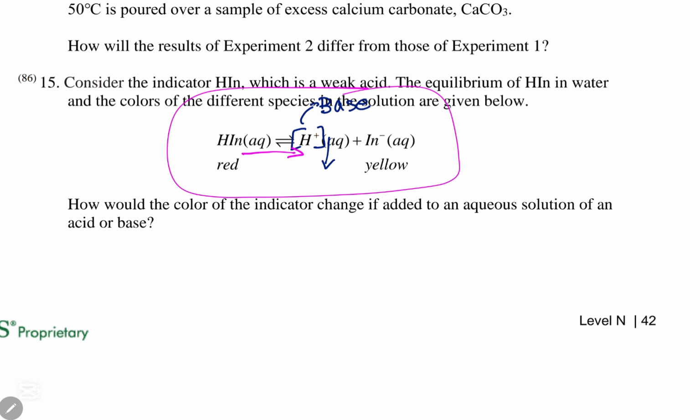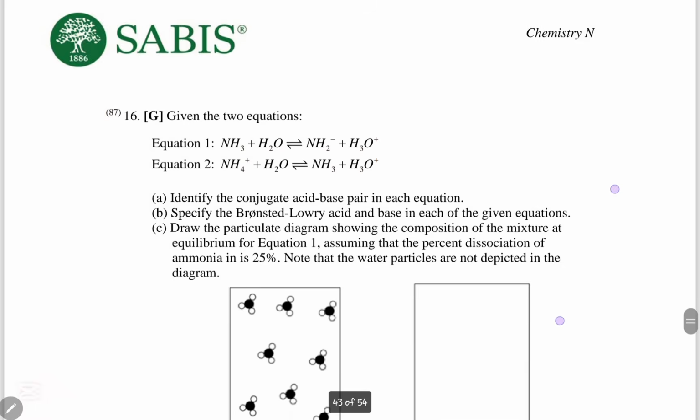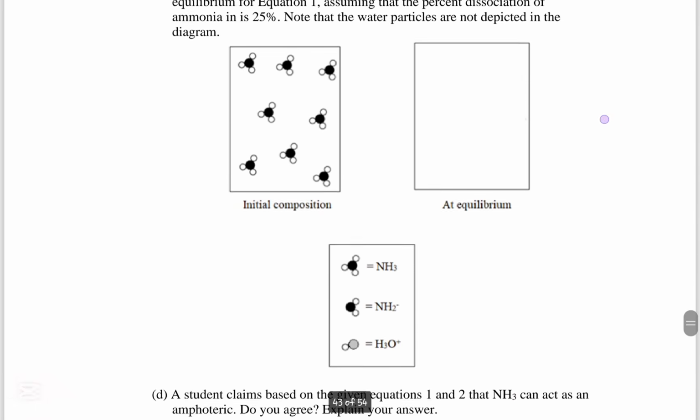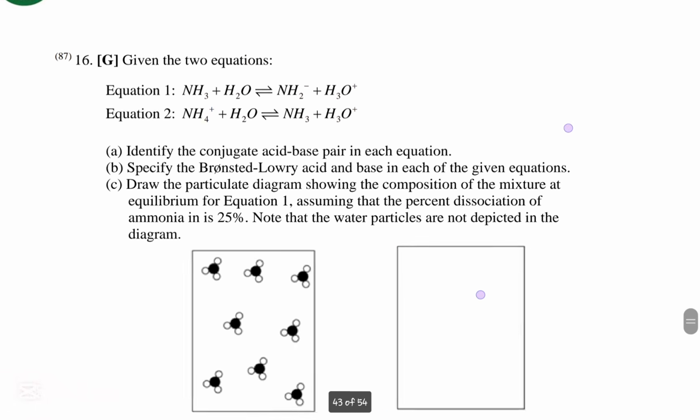So now my equilibrium will shift to the right. So what happens? My concentration of HIN decreases, whereas the concentration of IN minus increases. So what happens to the color of my indicator? It will turn yellow. Okay, that's pretty much it for question number 15. We'll move on to question 16. What does it say? Okay.